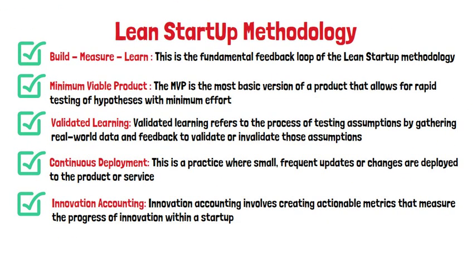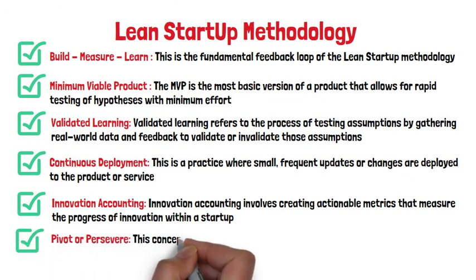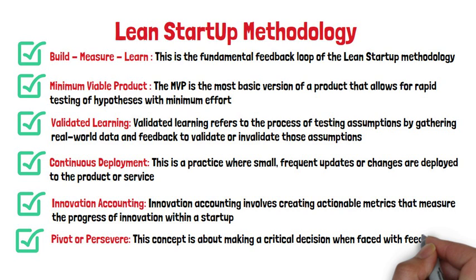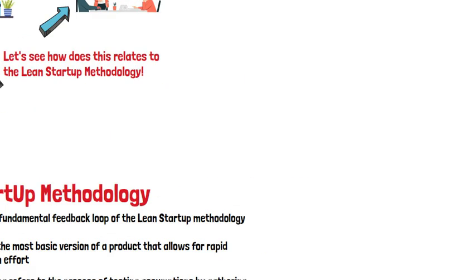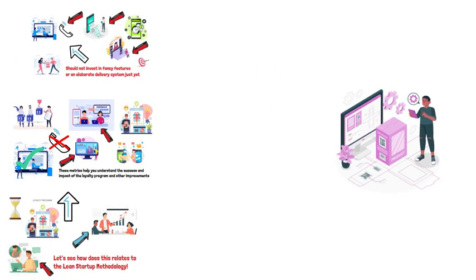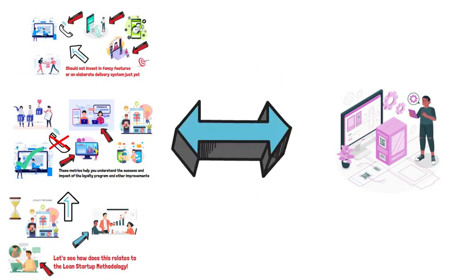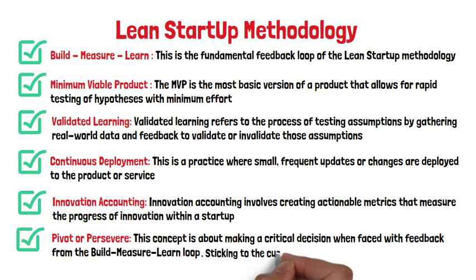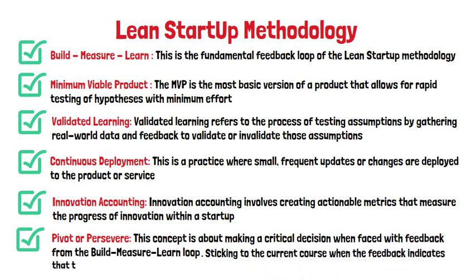Pivot or persevere. This concept is about making a critical decision when faced with feedback from the build, measure, learn loop. A pivot involves making a fundamental change to the product, strategy, or business model based on the lessons learned. Persevere means sticking to the current course when the feedback indicates that the product or strategy is on the right track.